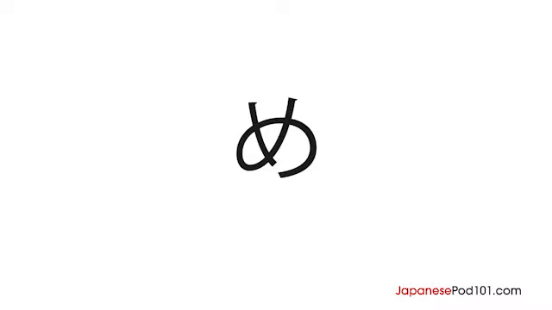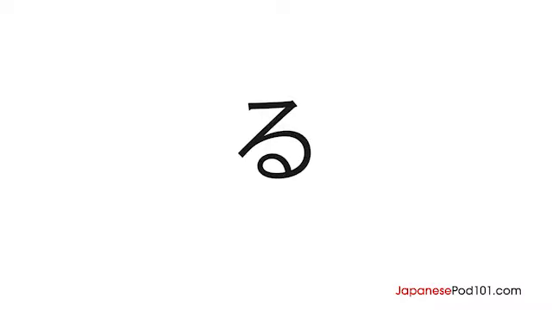Ti, do, me, ru. Which one is the katakana tsu? It's this one. Remember the strokes of their hiragana counterparts, and you'll easily distinguish between these two.